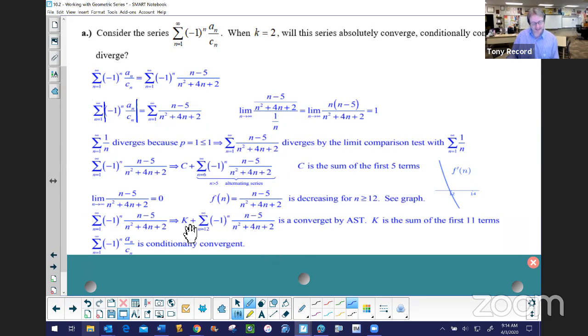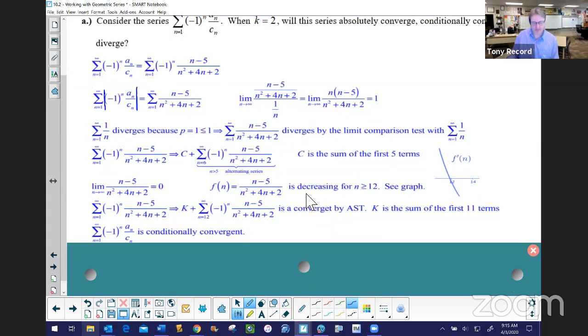So if I let k now be the sum of the first 11 terms, which we know is going to be some finite sum, convergent, I can set that aside and then say, now this alternating series starting with 12 is going to have to converge because I've met the two criteria. Wow, conditionally convergent. It's a tough problem. It's a good problem, but that n minus 5, I think, is what really caused a lot of the headaches here.